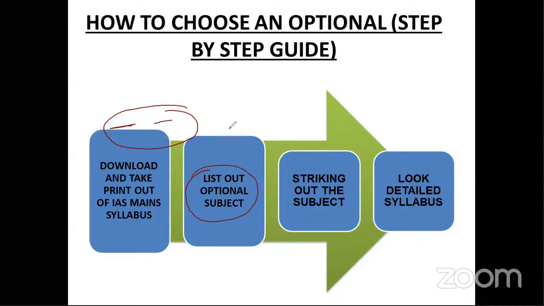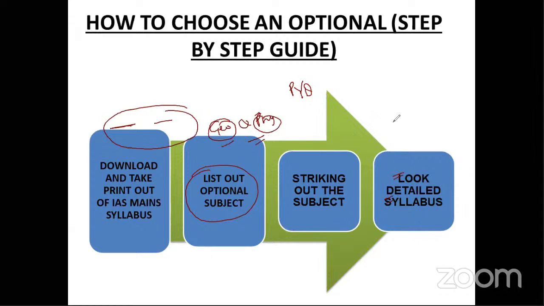List out the optional subjects. Suppose you have done a BTech, so you are confused whether to choose geography or physics. You want to choose physics or geography. So try to see the syllabus. List out those two subjects. Then find out the syllabus of both optional subjects and the past year question paper. Okay, detailed syllabus दोनों का आप देखो, दोनों ज्योग्राफी का भी देखो और फिजिक्स का भी देखो.